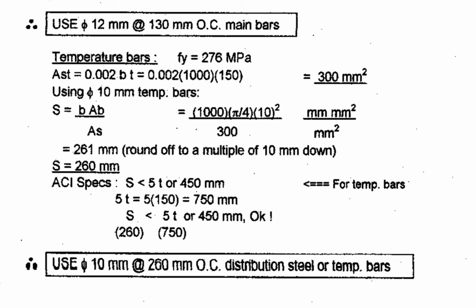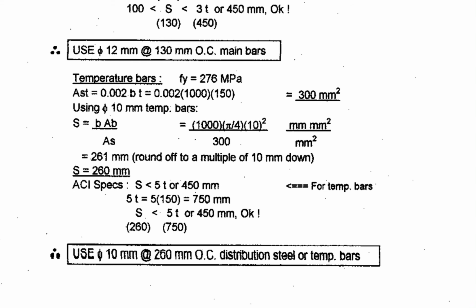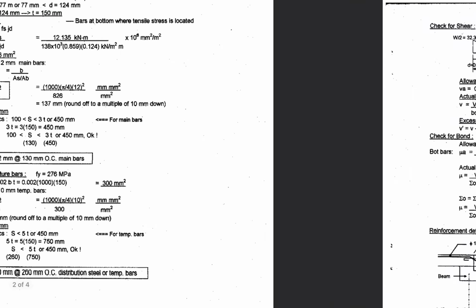From the ACI specs for slabs, you have your spacing should not be greater than 5T. Your T is 150. So your 5T is 750. So therefore, you can use your computed spacing of 260. So therefore, use 10 mm diameter bar at 260 on center distribution steel or temperature bars.